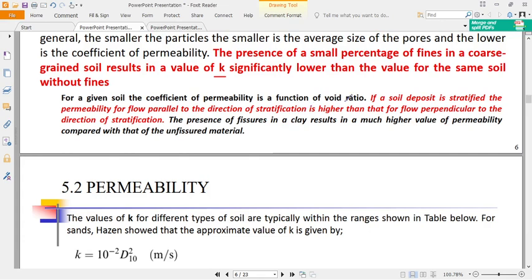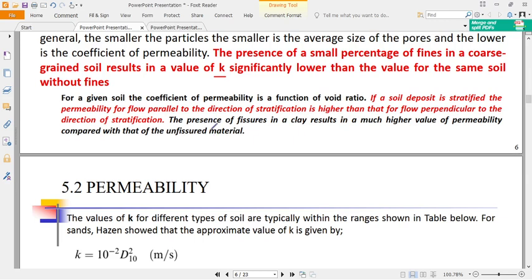And the function said so. If a soil deposit is stratified, the permeability for flow parallel to the direction of stratification is higher than for flow perpendicular to the direction of stratification. We shall see that. So the presence of fissures or cracks in a clay results in a much higher value of permeability compared with that of unfissured or uncracked material.